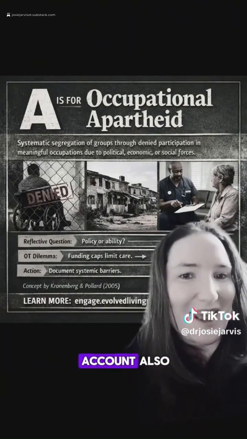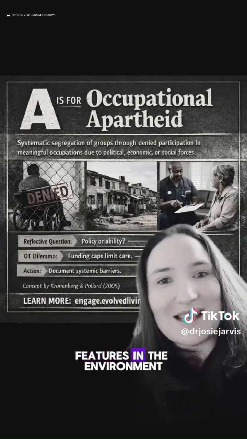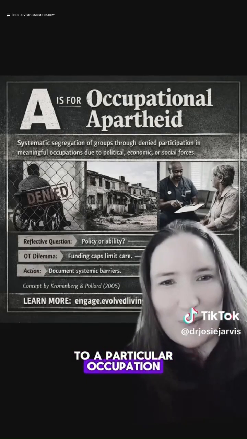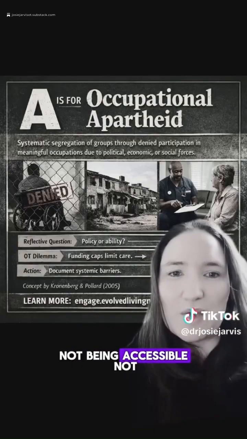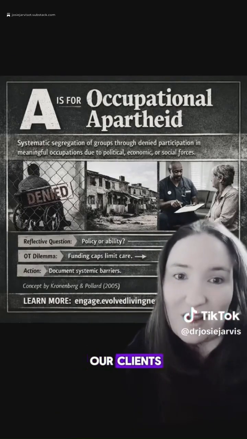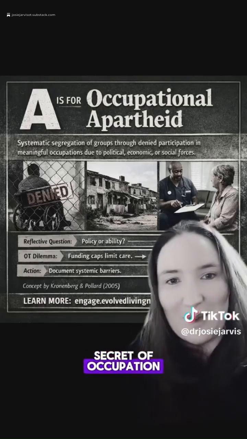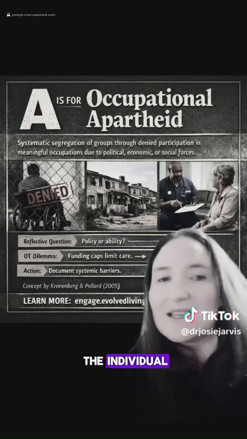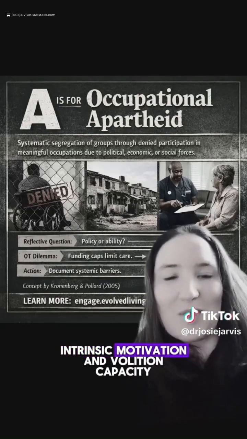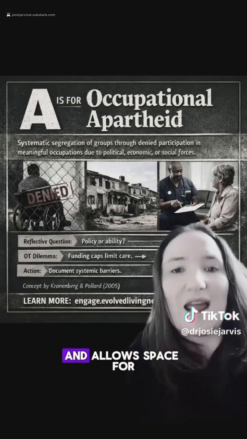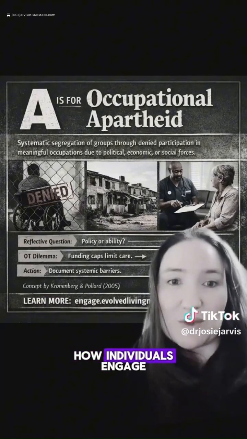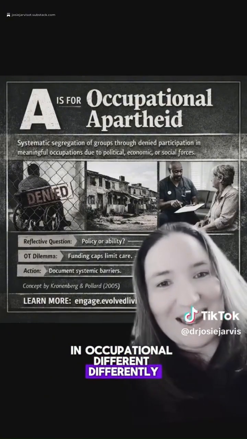We are taking into account also features in the environment that can be contributing to a particular occupation not being accessible, not being engageable, or not being motivating and stimulating for our clients. This is the secret of occupation: it always transcends the individual, even though it includes the individual's intrinsic motivation and volition and capacity, and allows space for the unique differences of how individuals engage in occupation differently.